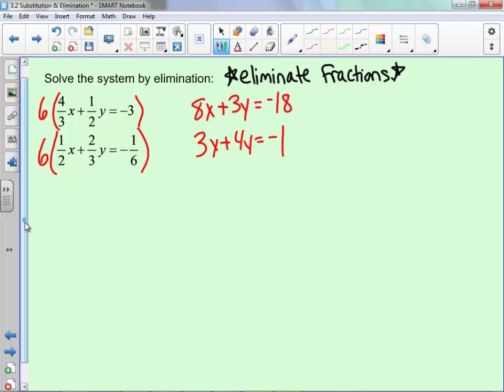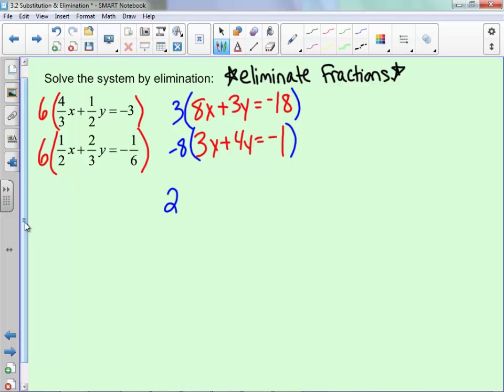so now at least these look a little easier. We don't have our fractions. However, we still don't have any coefficients that match up. So what we need to do is multiply both equations by a number to get our coefficients to even out. And it doesn't matter whether you want to work with the x's or the y's. I'm going to go ahead and work with the x's. And notice we can get our x's to 24. So let's multiply this by 3. This one by a negative 8.